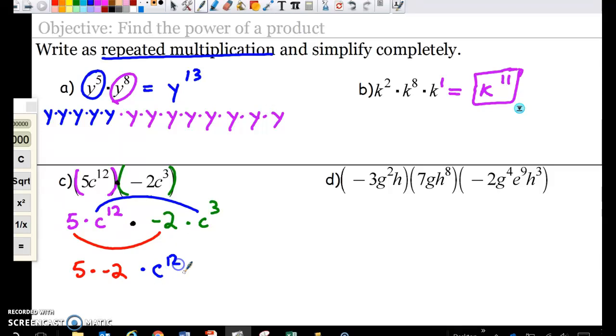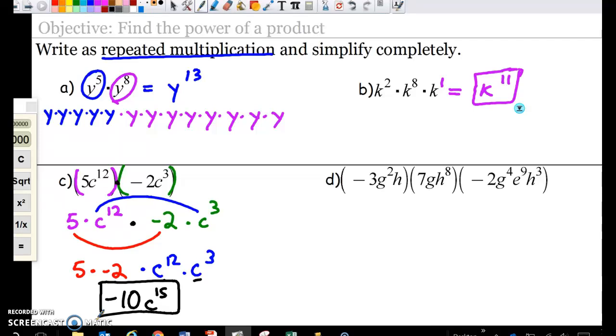C to the 12th times c to the 3rd. So now I get something that's not so scary. 5 times negative 2 is negative 10. C to the 12th times c to the 3rd, I have the same base of c, so I'll add the exponents. 12 plus 3 is 15. I keep the base of c. My expression is negative 10 c to the 15th power.